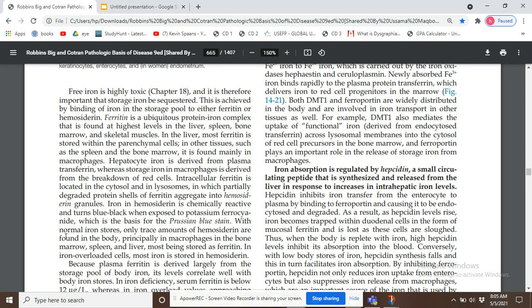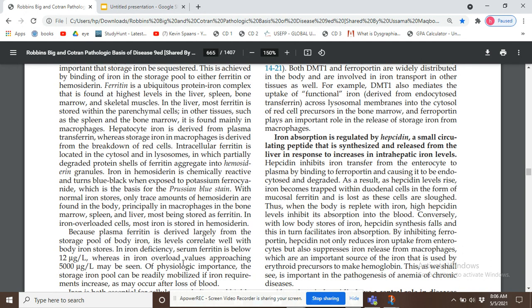When iron in hemosiderin is exposed to potassium ferrocyanide, it converts into which color? Blue-black, which is the basis for the Prussian blue stain. With normal iron stores, only trace amounts of hemosiderin are found in the body, principally in macrophages in the bone marrow, spleen, and liver, most being stored as ferritin. I have told you most of the storage iron is in the form of ferritin, not hemosiderin. In iron-overloaded cells, most iron is stored in hemosiderin.